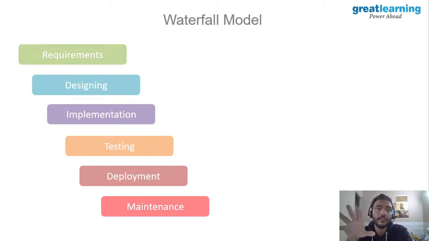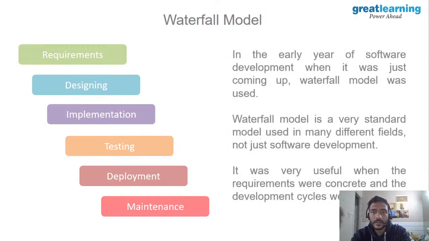So this is your basic waterfall model, and it's a very long and arduous process because you have a lot of different phases involved, but the product you get is of very high quality because you are thoroughly going through all the steps, right? So in the early years of software development, when it was just coming up, the waterfall model was used. It is a very standard model that was used in a lot of different fields also. So it's not something that software development came up with by itself, right?